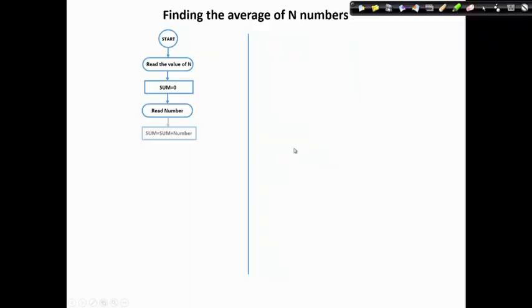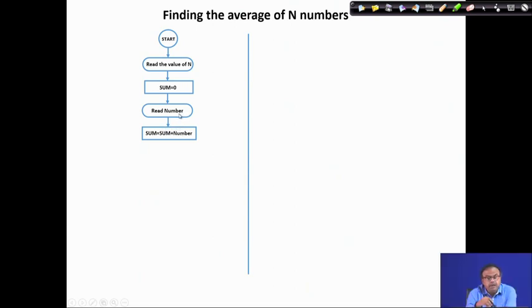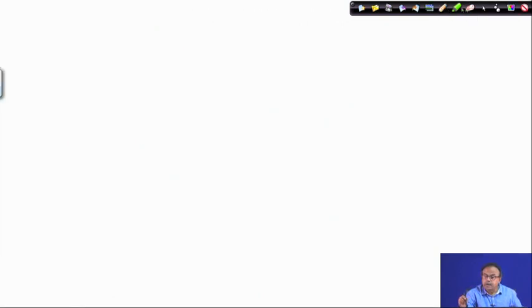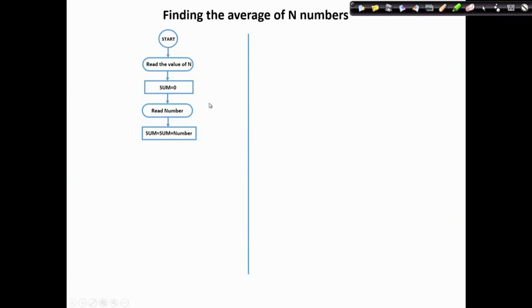The reason will be very clear soon. So, next, what do I do? I read the number, then sum is sum plus number. So, I take the sum, which was 0, and add that number. Which number? The number that I just now read. Say I have just read number 5. So, I read number 5 and I have added that number with sum. So, sum is now 5.